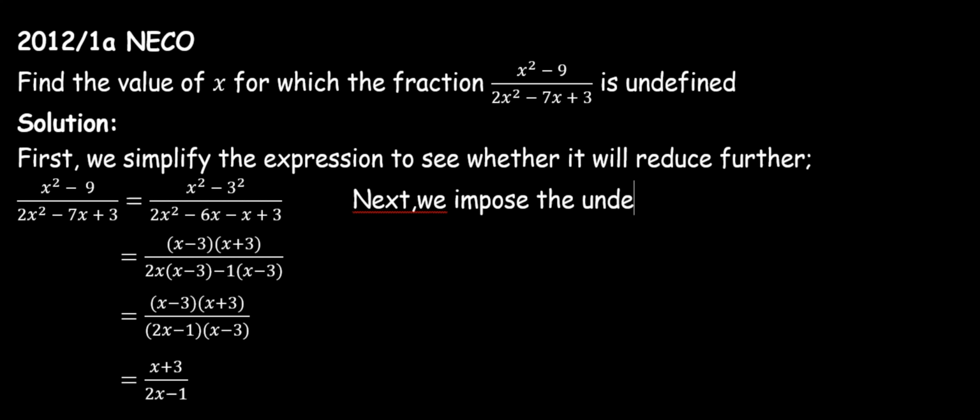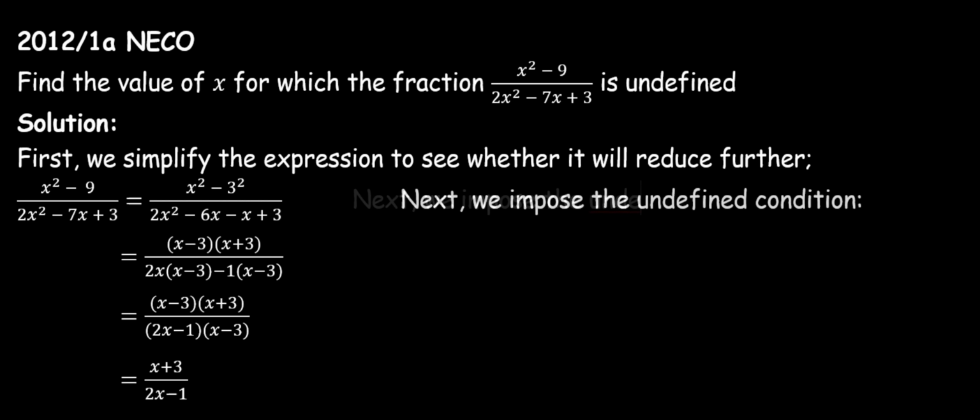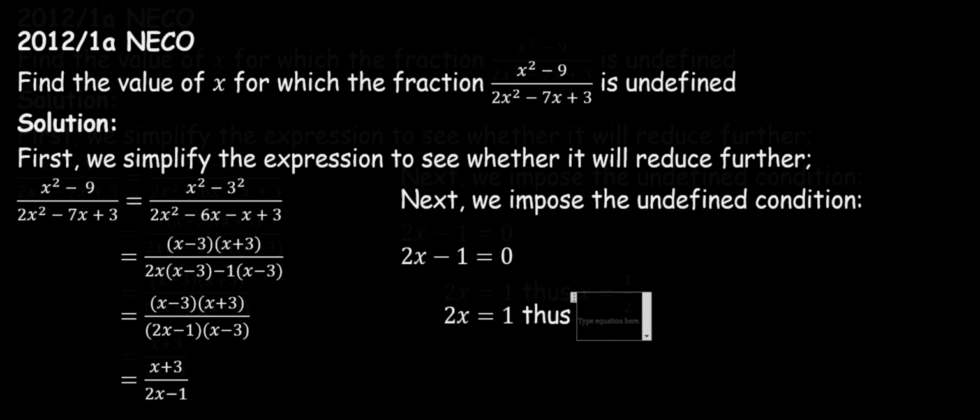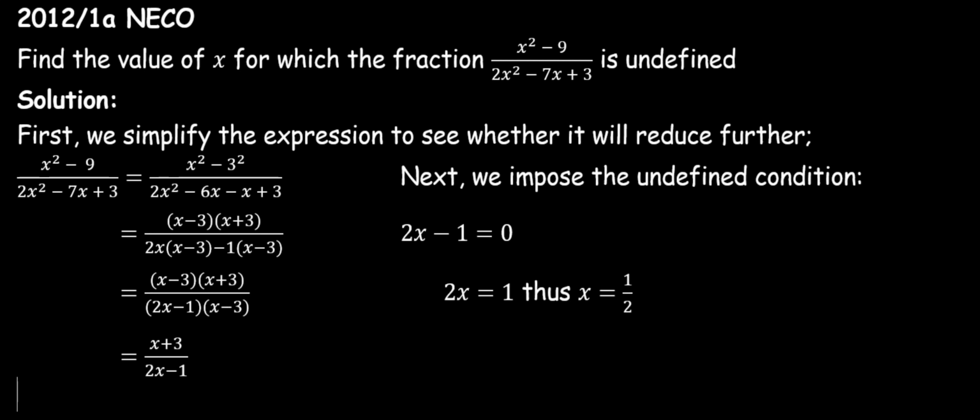Next, we impose the undefined condition. And from here, we have that 2x minus 1 will be equal to 0, which is the denominator. That is to say, 2x is equal to 1. Thus, x is equal to half. Yes, we've come to the end of the examples under this subheading.